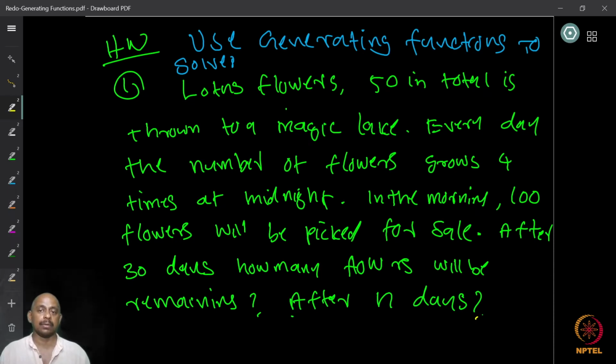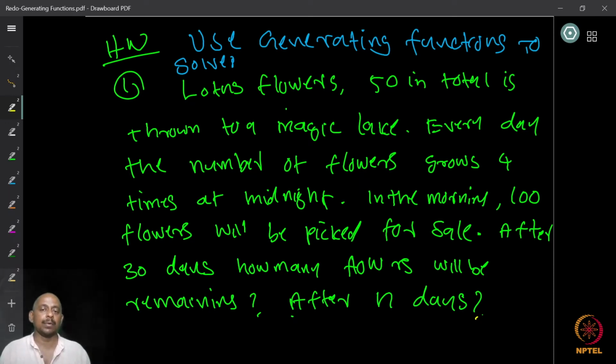So people use this: you put 50 or whatever, let's say some flowers. Next day you have 4 times, so you take some of them and sell it. So if I start with 50, then the first night I will get 200. Then I pick up 100 and sell it. So then the remaining 100 will be there. That will multiply by 4 times, right? So 4 into 100 is 400, then I again take 100. You have remaining 300. And this way I keep on doing, right?